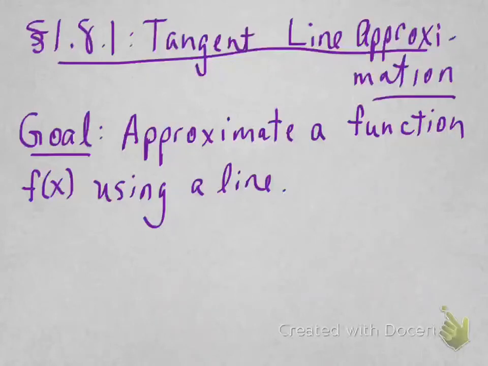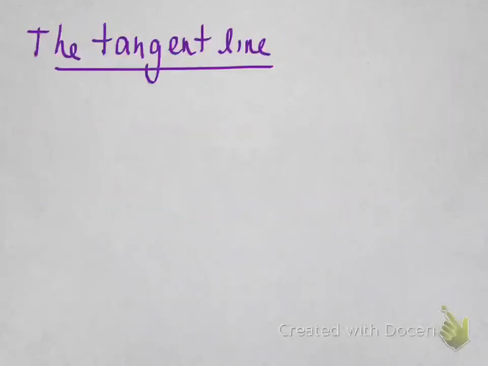We want to see how we can approximate a possibly very, very complicated function f of x using a line. And this approximation will be what we call local, so it may only be valid near a certain point, and we'll discuss how we might actually use this approximation in class. But let's first talk about what this approximation is.